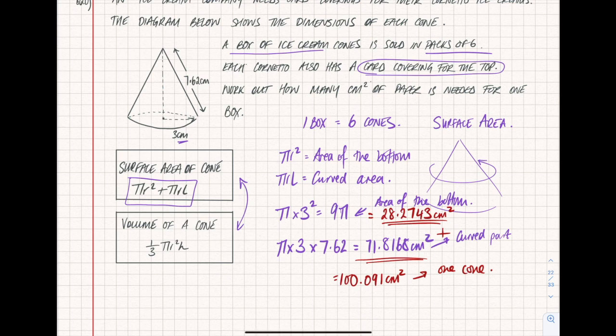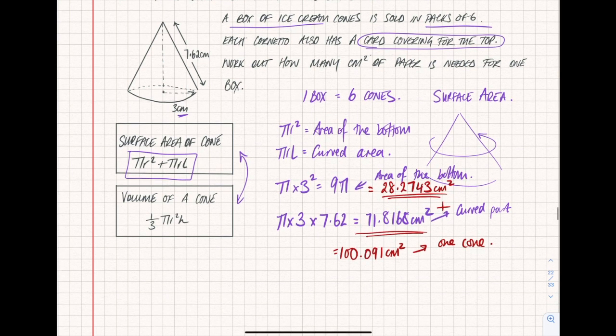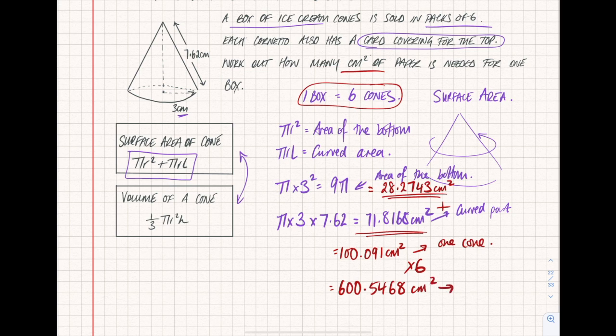So one cone needs that much paper, 100 centimeters squared of paper, and basically it's saying to me how many centimeters squared of paper is needed for one box, and we know one box is 6 cones, so I then very simply times that by 6, and you end up with 600.5468 centimeters squared, which effectively you could call 600.5 centimeters squared. It'd probably tell you what's rounded to.